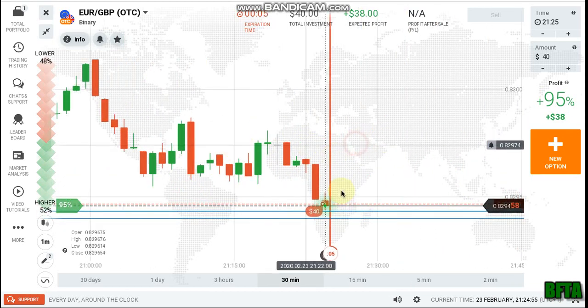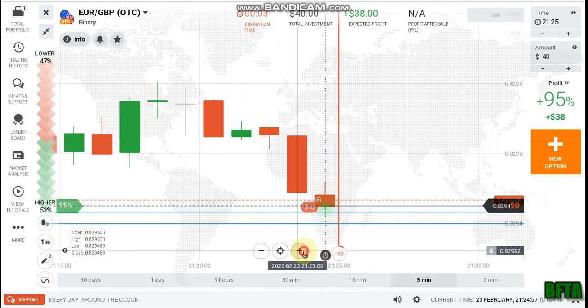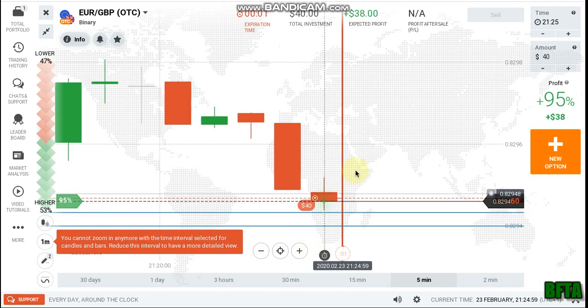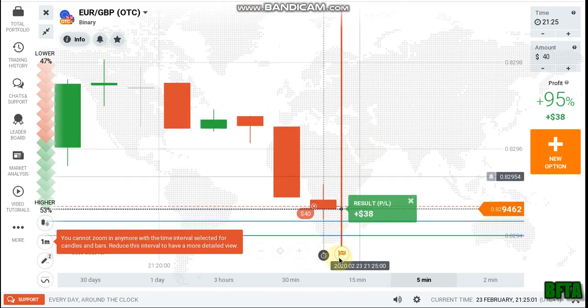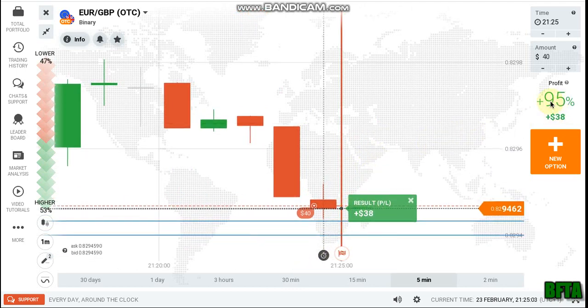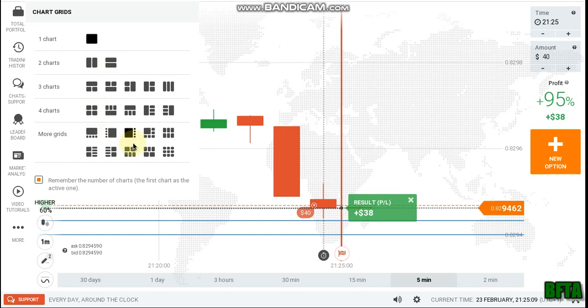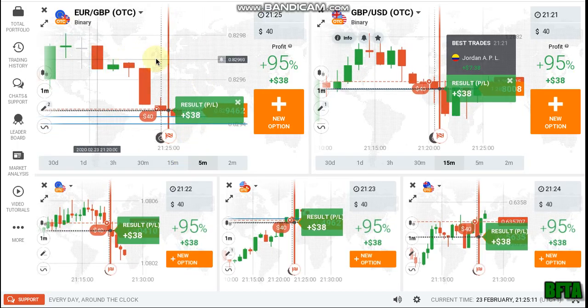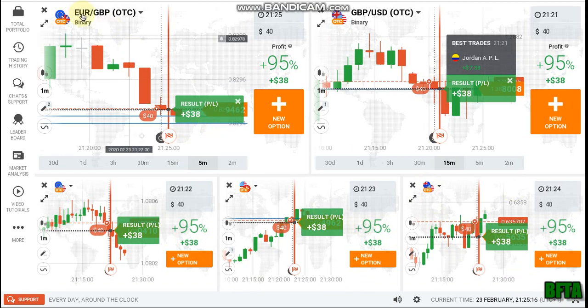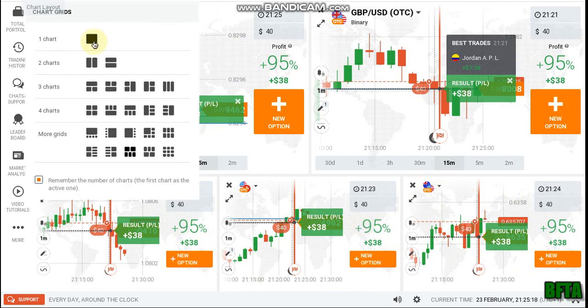Okay. And this will be my last trade. So I've taken 5 trades. Why did I take this trade? Because I saw that the profit is high. Okay. You can see that I've taken my 5 trades. This one, this one, this one, this one, this one. All ITM. Okay. So I'll explain the trades again.